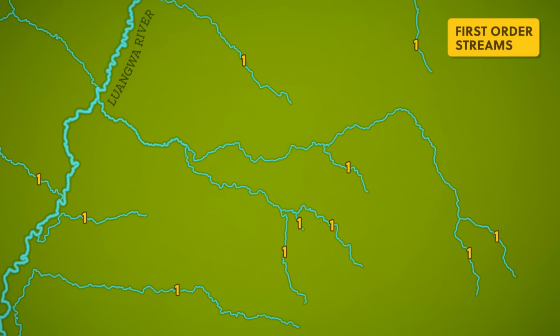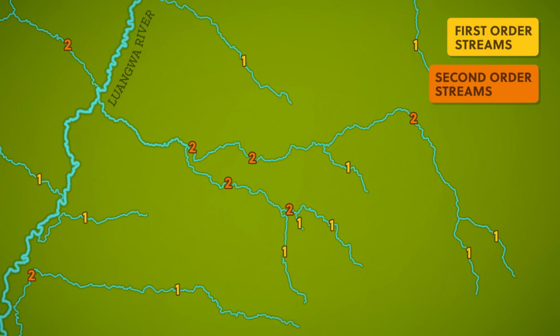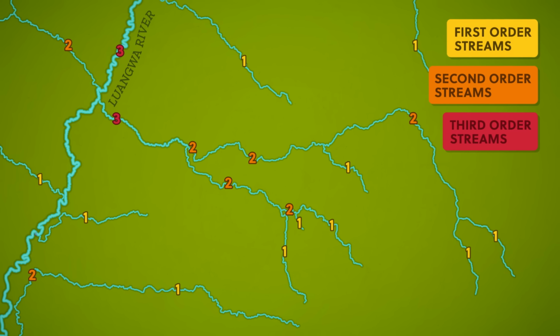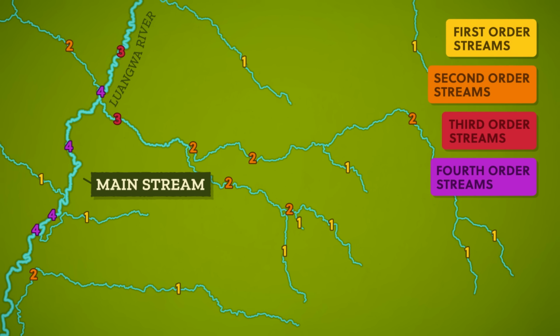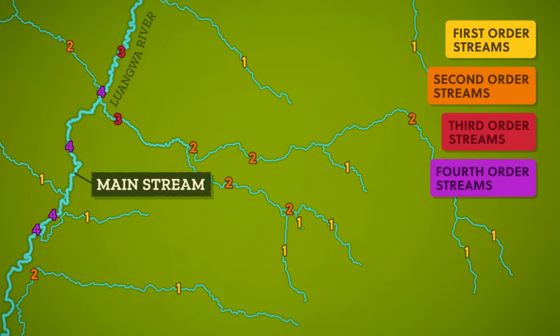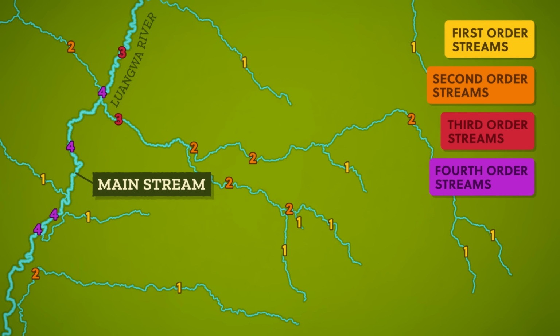Then, when 2 first-order streams join, they create a second-order stream. And on and on. The larger the number, the more tributaries and branches that have fed into the stream. And by the time the branches meet at the main trunk, there might be hundreds of streams feeding into it. The Zambezi can be a different order at different parts, depending on how many streams feed into that section.